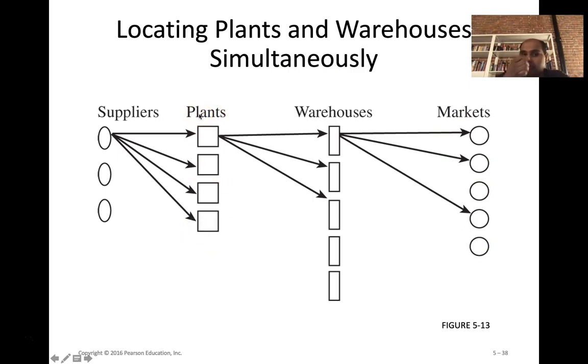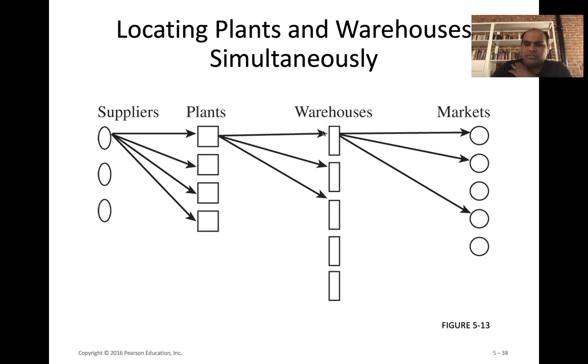But here it's more complicated. We're going to be looking at plants sending materials to warehouses and warehouses sending materials to market, and plants receiving materials from suppliers. We don't know which plants are going to open, and we don't know which warehouses are going to be open either, and we are going to make all of those decisions within the same model. So this is a pretty complicated model, very likely the most complicated model we'll be looking at in this course. So well, let's get to it.